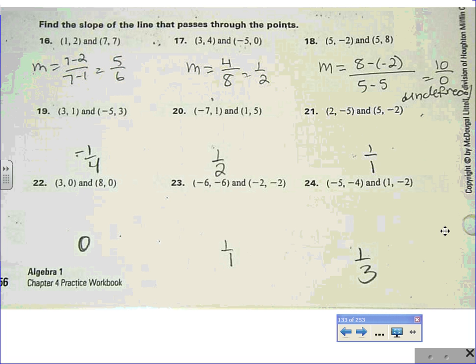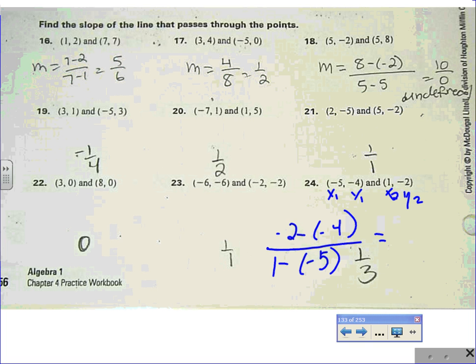Okay, let's do it. So, Greta, x1, y1, x2, y2. Did you start with the -2 when you were subtracting? Yeah. Okay, so -2 minus -4 all over 1 minus -5. I just have 1 minus 5.